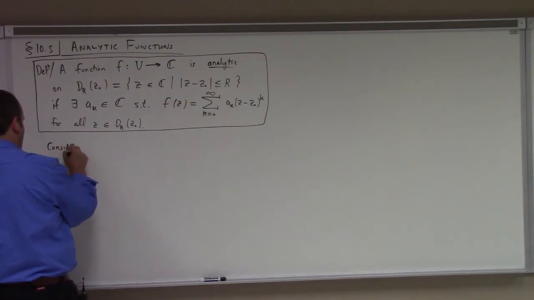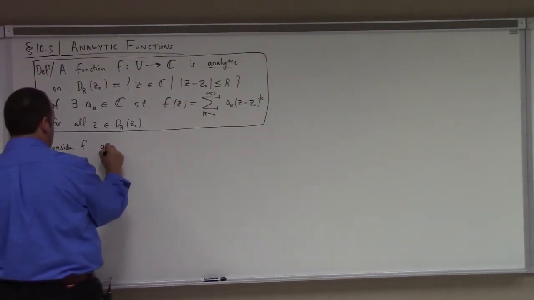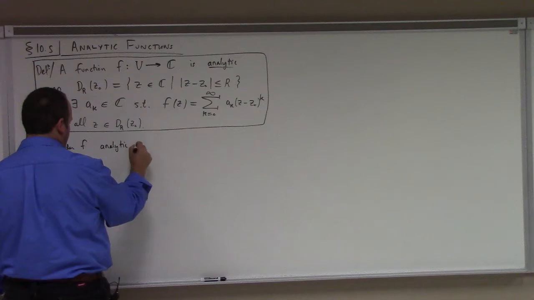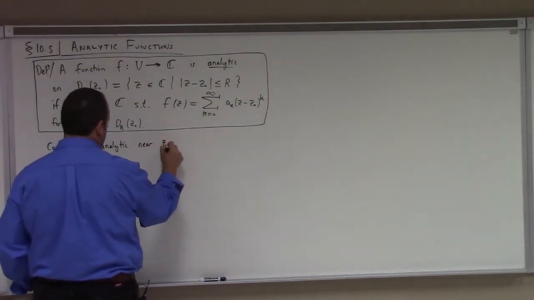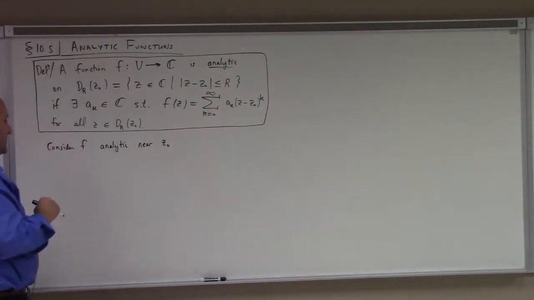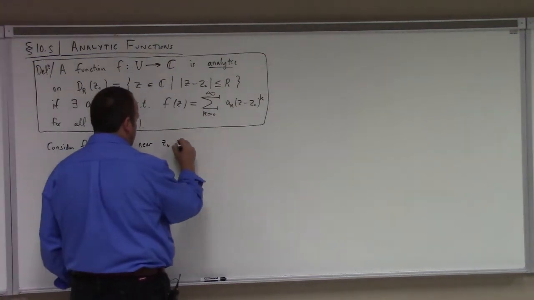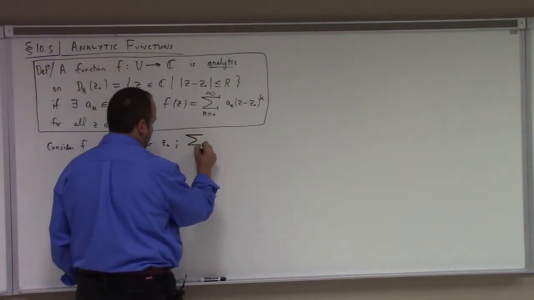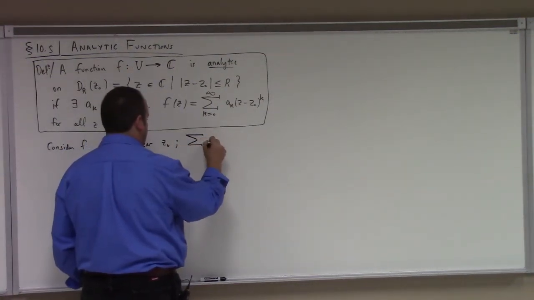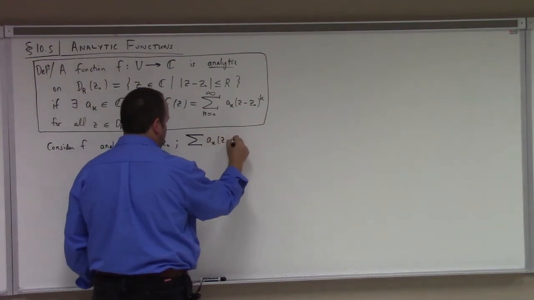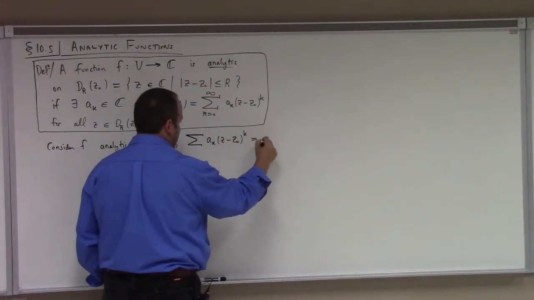Consider f analytic near z naught. So I guess I need to give a meaning for that, right? What do I mean by that? I mean that there exists a little open disk near z naught on which f is analytic, right? And that means, in particular, that we've got a power series for f, right? We can write a sub k times (z minus z naught) to the k power is equal to f of z, right?